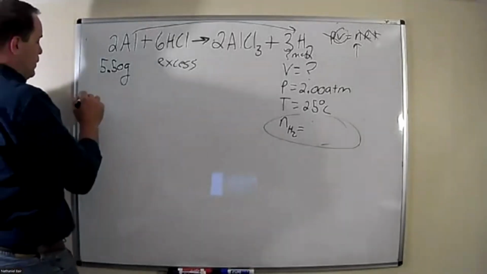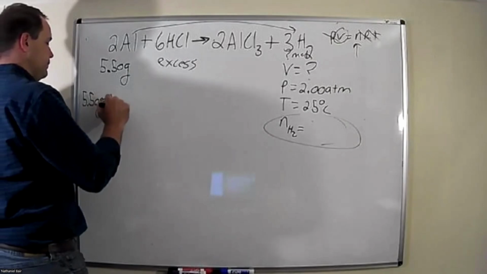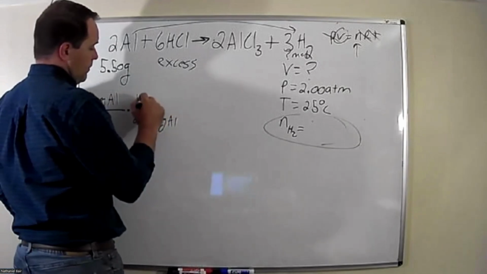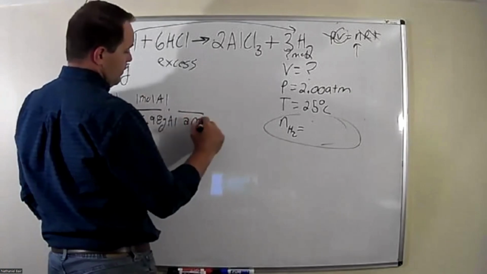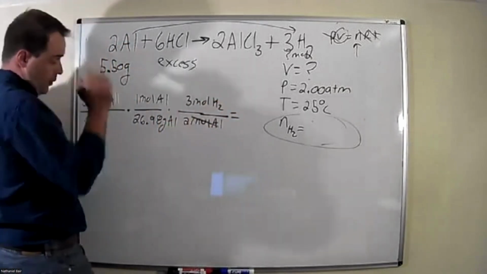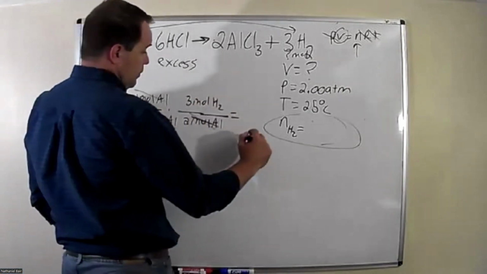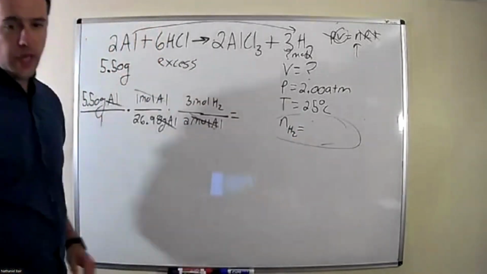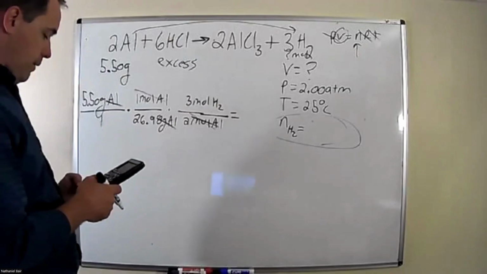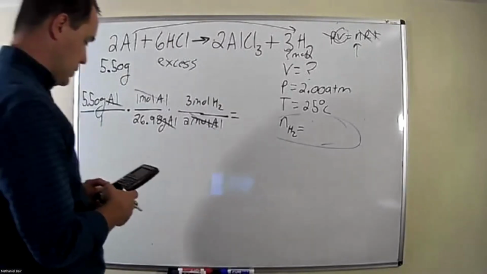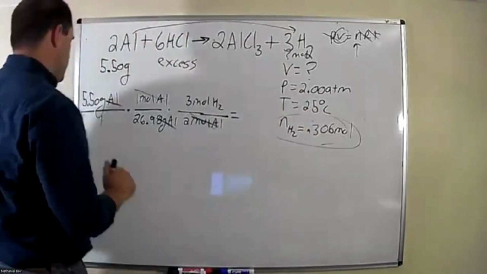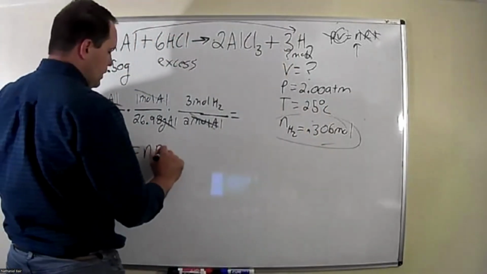All right. So this first part is just simple stoichiometry. We've got to divide by the molar mass of aluminum. And we stop at moles, right? So we go from grams of aluminum to moles of aluminum to moles of hydrogen. And that's exactly what we're looking for right here. So don't keep going to grams. It's not a gram to gram, it's a gram to mole conversion. So 5.5 divided by 26.98 times 3 divided by 2. That would be 0.306 moles.